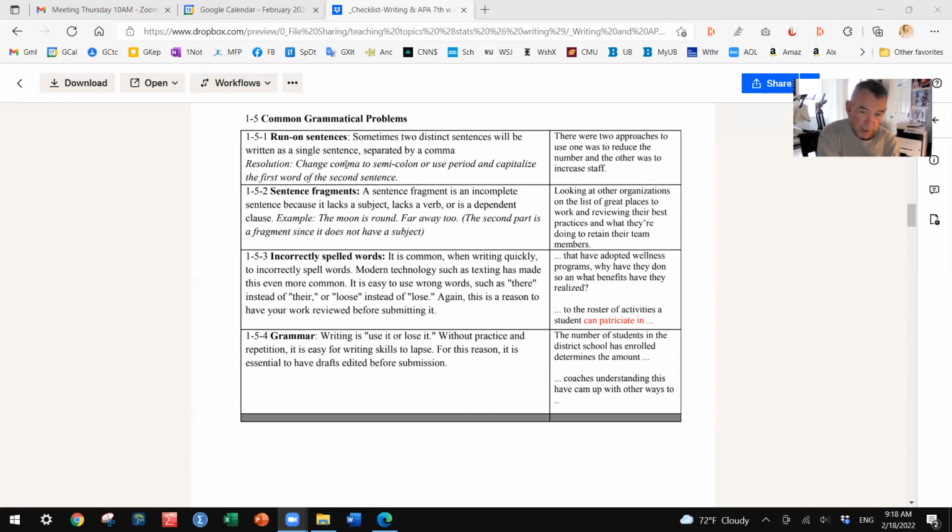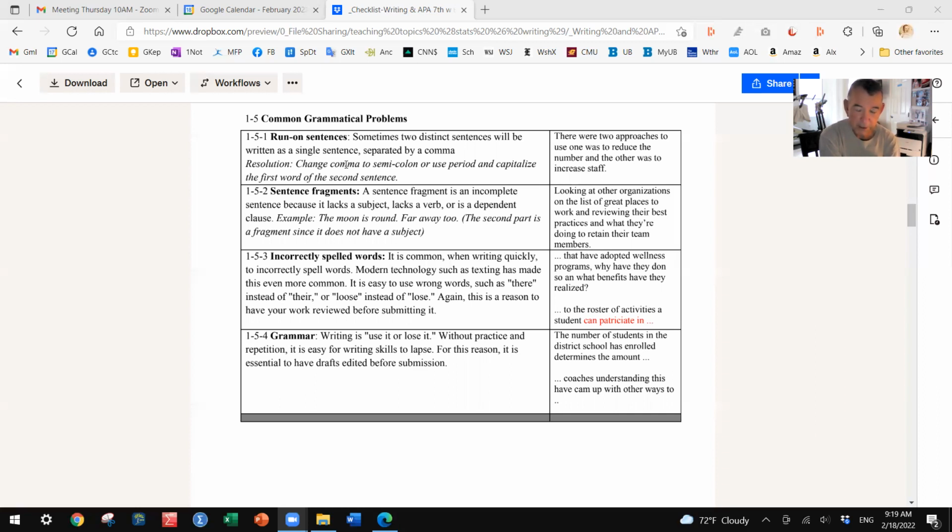Sentence fragments, again, a common thing that we encounter. A sentence fragment is an incomplete sentence because it lacks a subject, verb, or independent clause. Example: the moon is round, far away too. The "far away too" is not a complete sentence, it's a sentence fragment, right? Here's another one on the right-hand side. Looking at other organizations on the list of great places to work and reviewing their best practices and what they're doing to retain their team members.